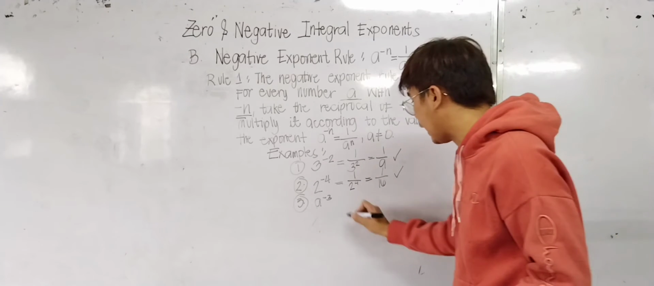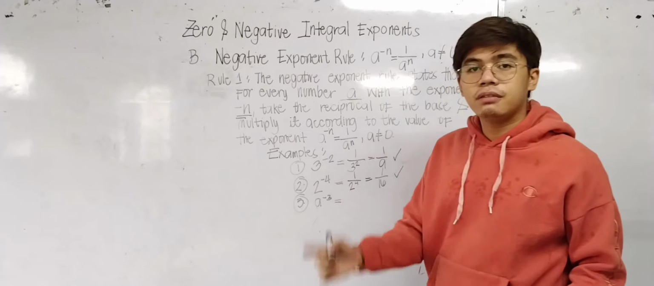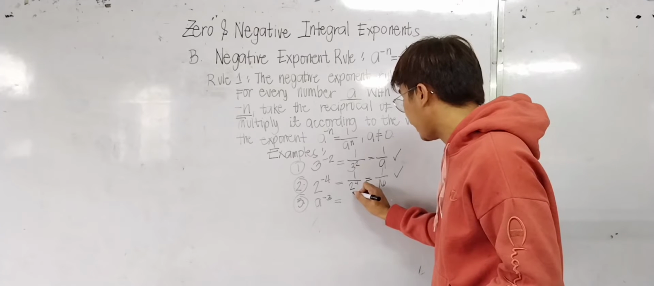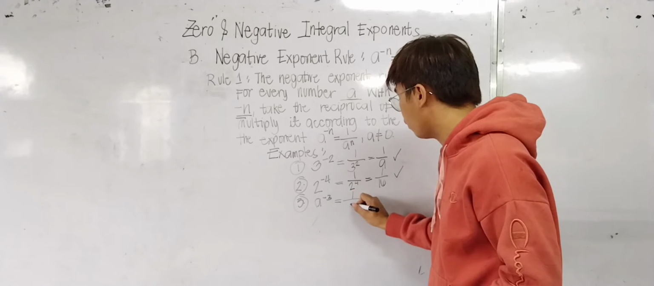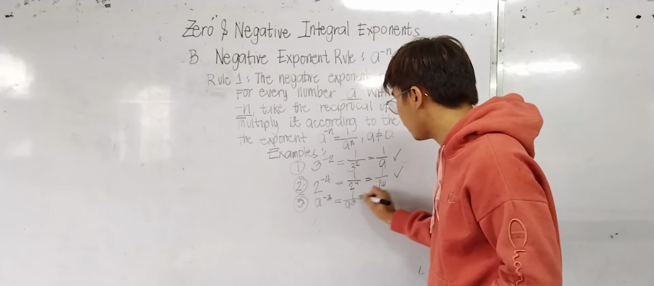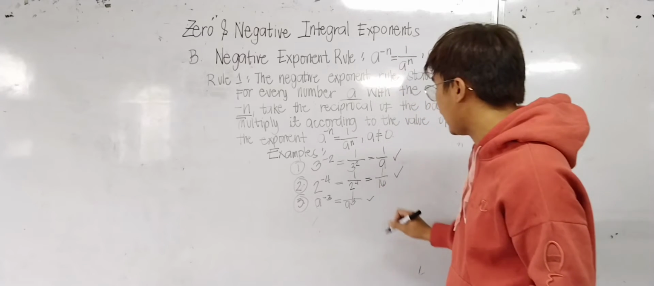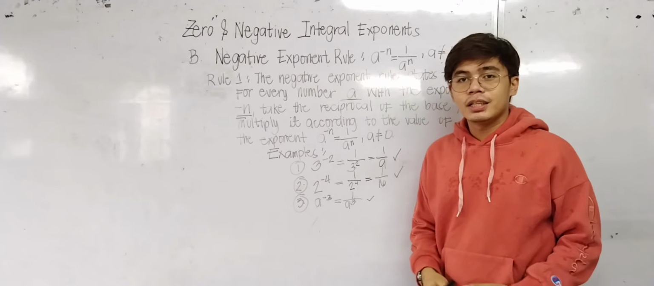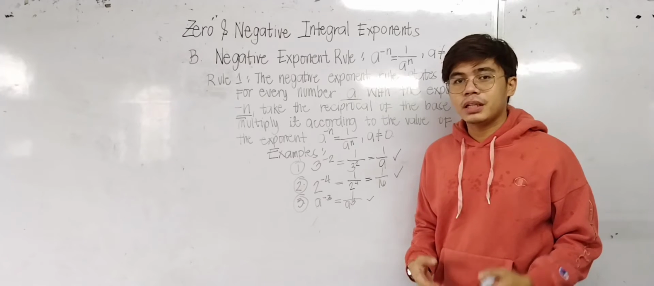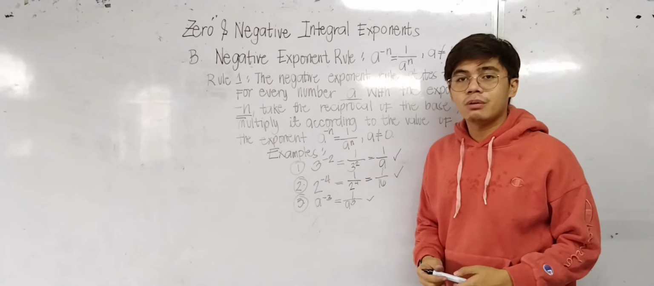Then last one, we have a raised to negative 3. So we have here, find the reciprocal. So we have 1 over a raised to positive 3. So that's the final answer. Okay? I hope that you understand rule number 1.